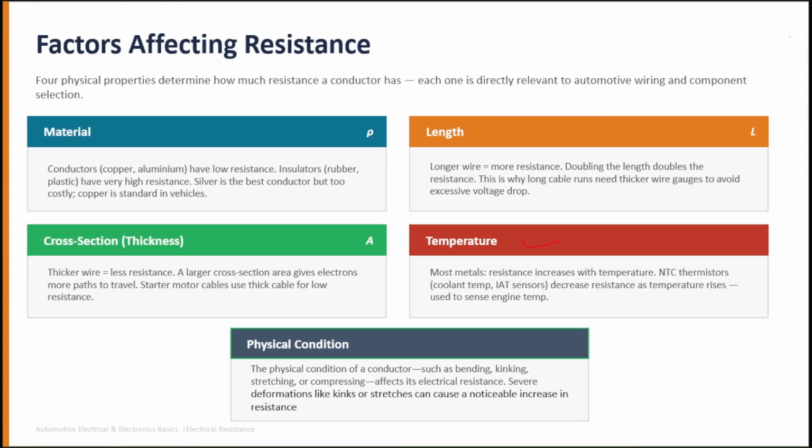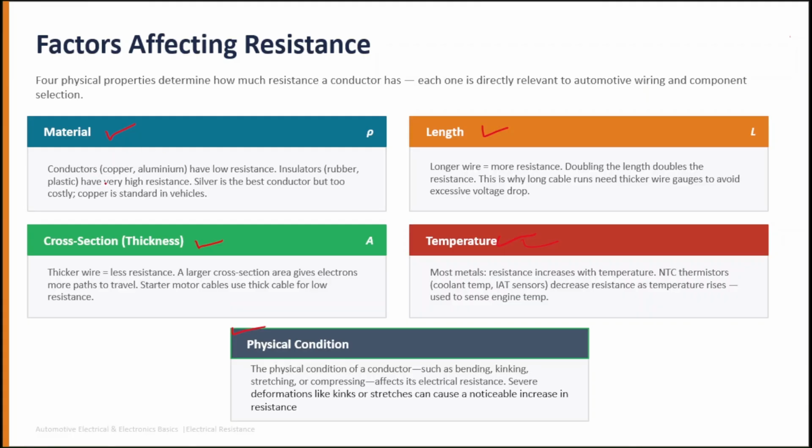What are the factors affecting the resistance? There are 5 factors majorly affecting it. One is the material, the cross-sectional area, the length, the temperature, and the physical condition.